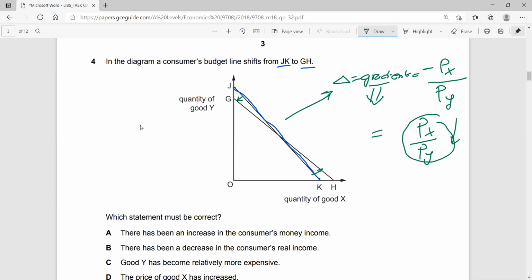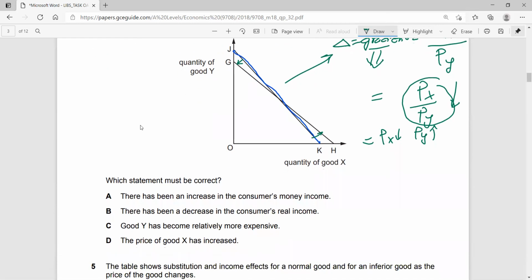So why would this decrease? This would decrease maybe because Px decreased, maybe because Py increased. There can be some other combinations as well. This is just to give us a bit of background before we even look at the question. But let's see what they've asked. They've asked which statement must be correct. So the must is important. It has to be correct. We can deduce that for sure from the information given above.